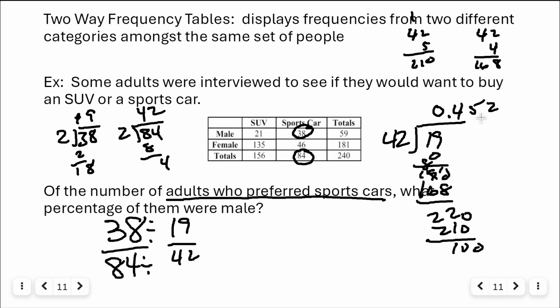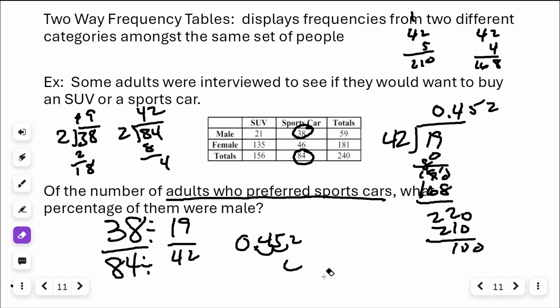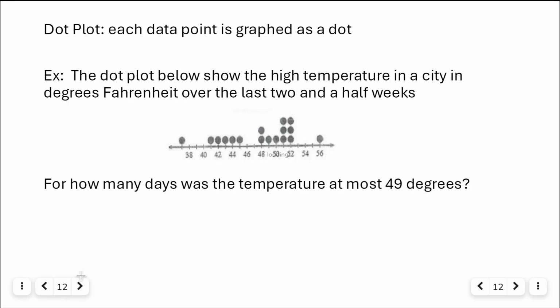I get 0.452. To figure out the percent, I've got to move the decimal 2 spots to the right. I get 45.2%. There's my answer. Okay? All right, let's keep going.